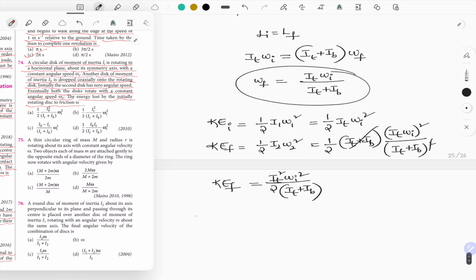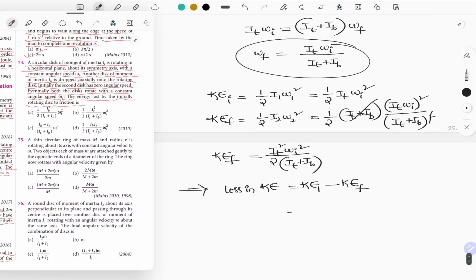Super. Now I need loss in kinetic energy. So loss in kinetic energy is equal to initial kinetic energy minus final kinetic energy. What's initial kinetic energy? 1 by 2 into IT omega initial square minus final kinetic energy, IT square omega initial square by 2 times of IT plus IB.